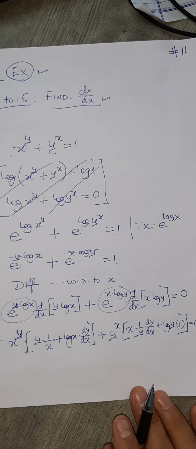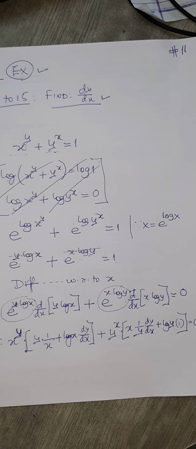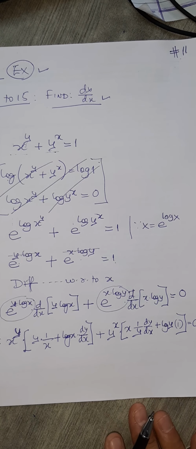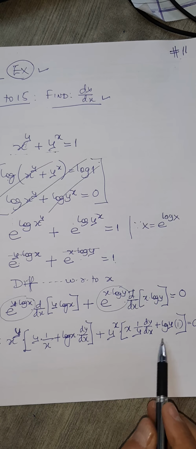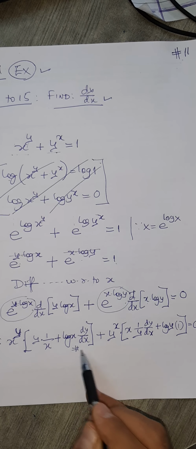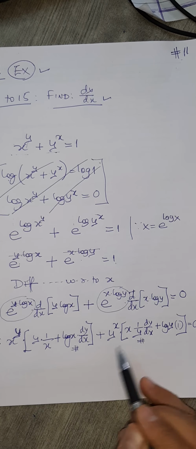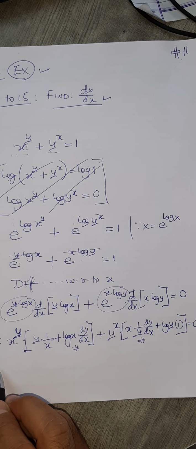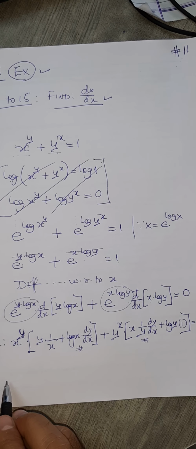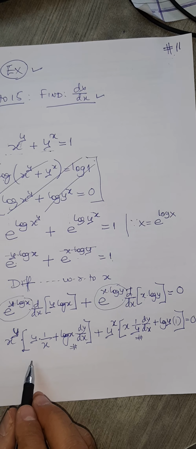Okay. So differentiation is over now. We need to just simplify. How do we simplify? We just open all brackets. We get all the terms having dy by dx on one side, remaining terms on the other side. So I'm just simplifying. This is not differentiation. This is simple algebra, remember.